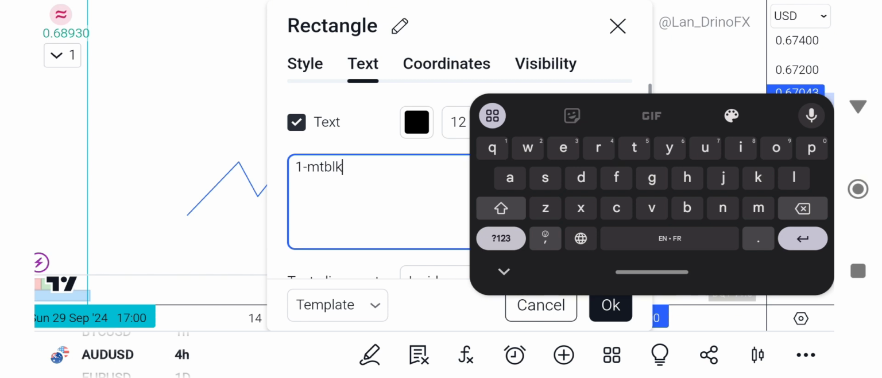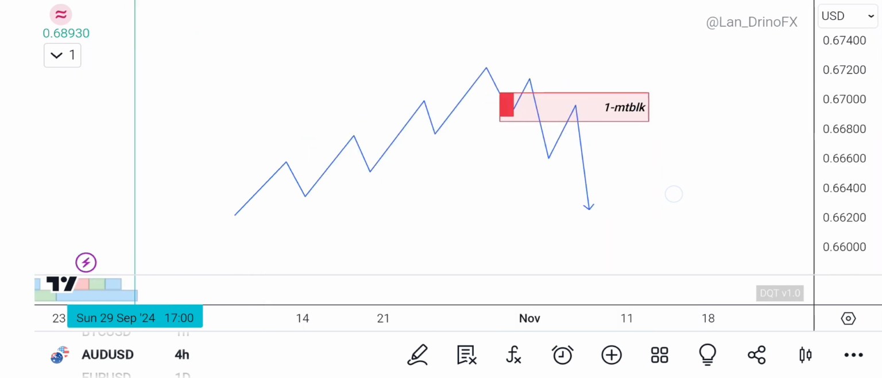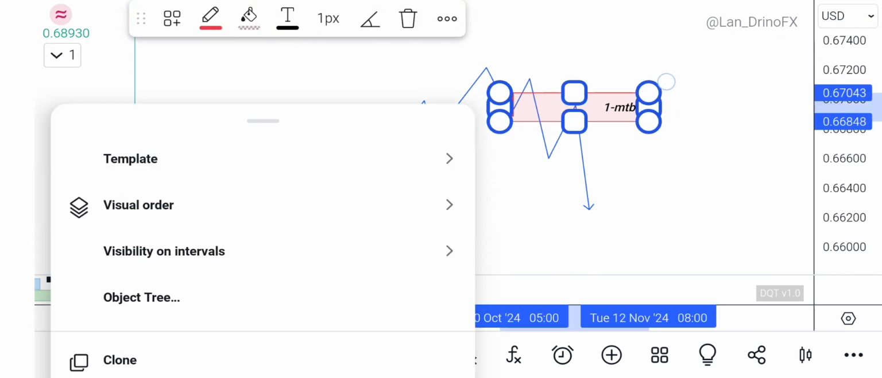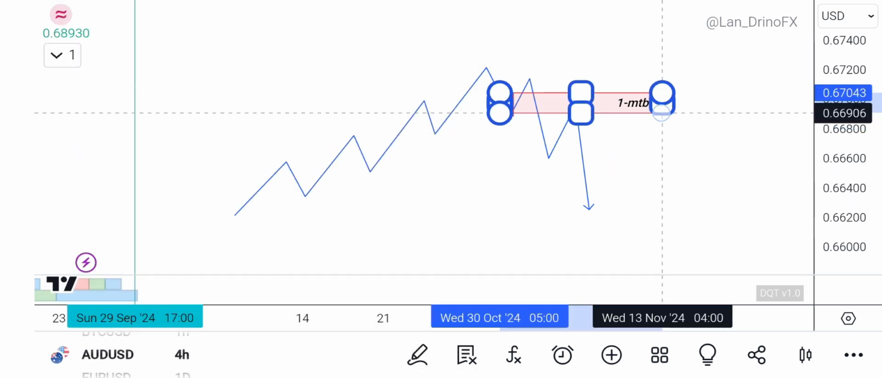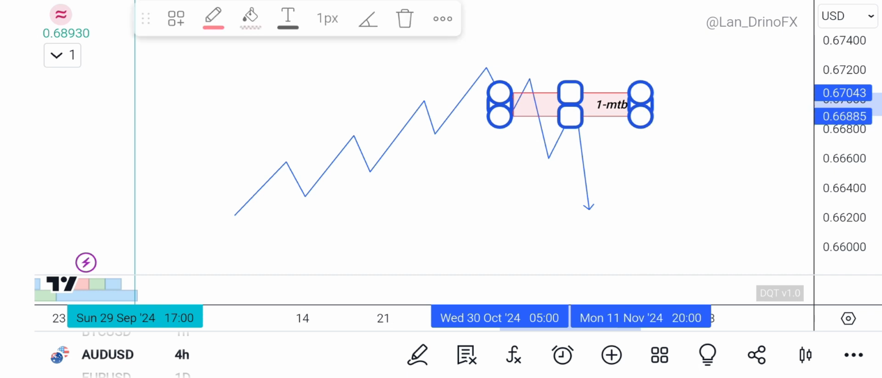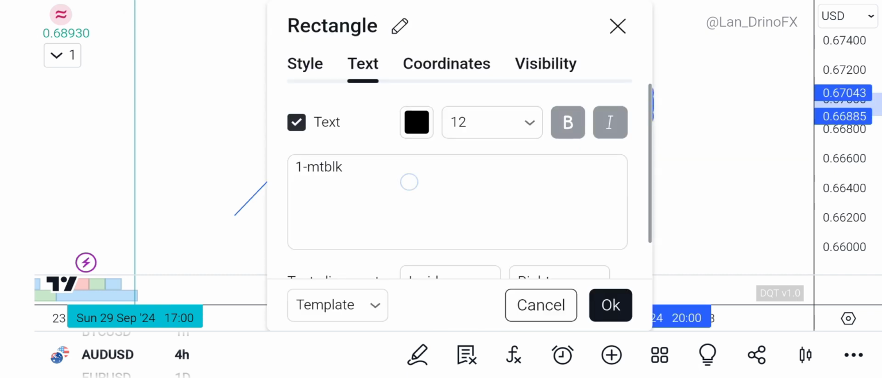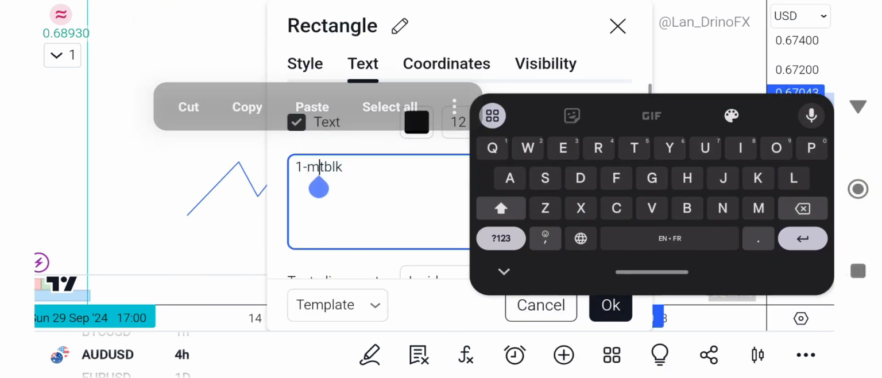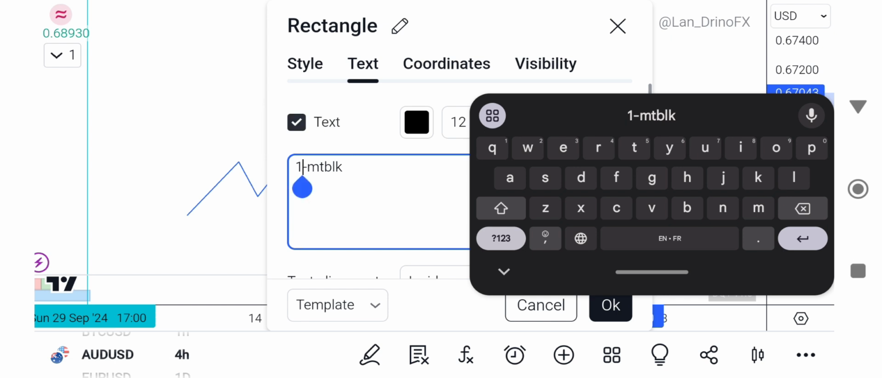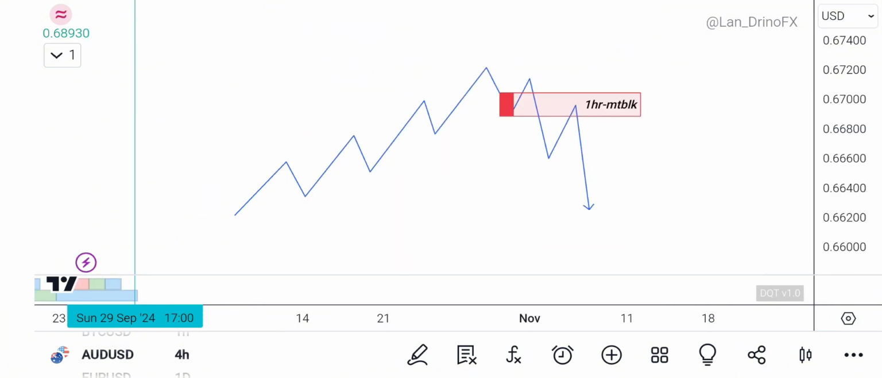It depends on you. You can write anything that will make you understand, or you can spell it out. While you are learning, it's good that you should spell it out completely. Okay, bearish mitigation block, 1 hour bearish mitigation block. It should be 1 hour. If it is 4 hours, write 4 hours. If it is daily, write daily, so that you can understand. If it is 15 minutes, write 15 minutes. The time is very important.